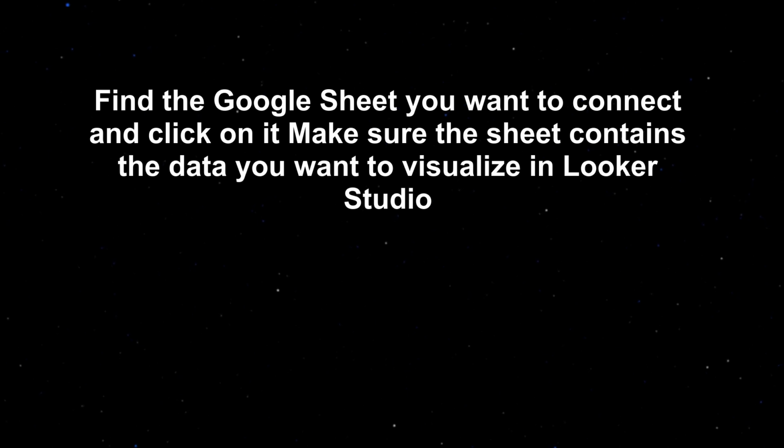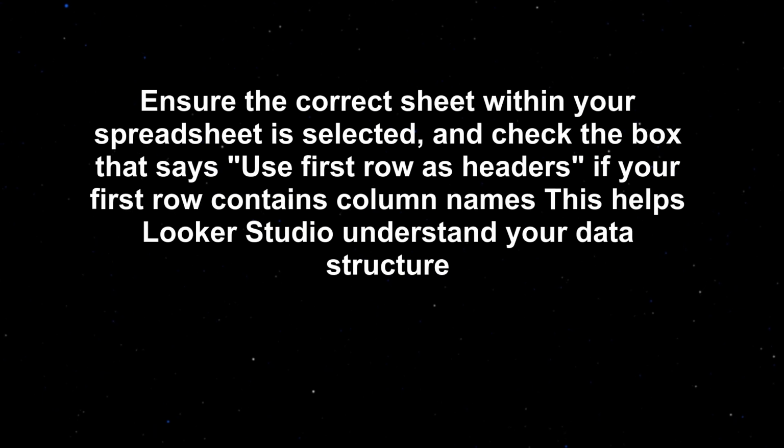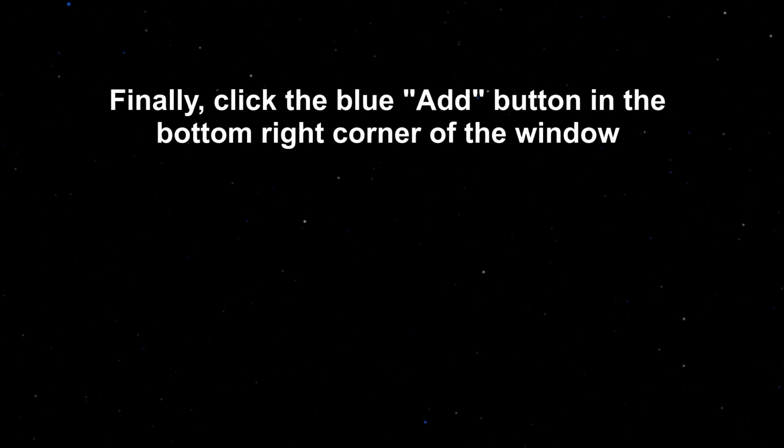Make sure the sheet contains the data you want to visualize in Looker Studio. Ensure the correct sheet within your spreadsheet is selected, and check the box that says "Use first row as headers." If your first row contains column names, this helps Looker Studio understand your data structure. Finally, click the blue Add button in the bottom right corner of the window.